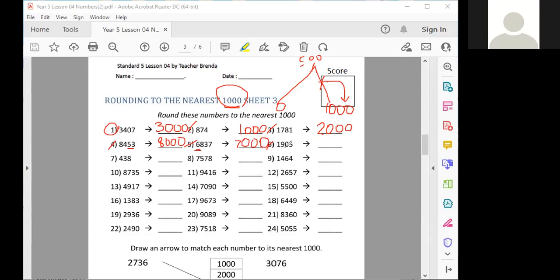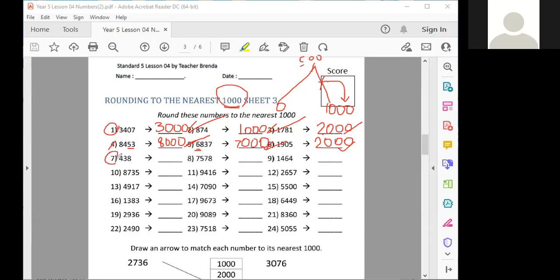1,900 is either 1,000 or 2,000. So it would be 2,000. So far, can you all do this? Did you all get it right? Mark yourselves on your side, guys. Because once you know how to do it, then you won't make so many mistakes.